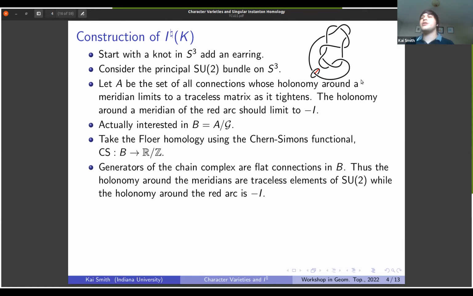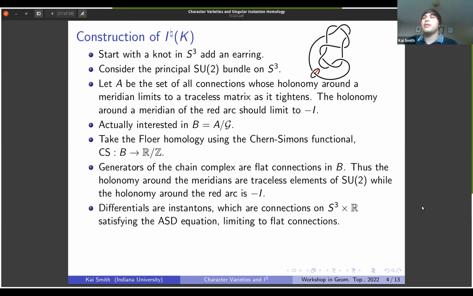So with what we know about flat connections combined with the holonomy restrictions from before, this means for any flat connection, the holonomy of any meridian of the knot is going to be traceless, and the holonomy of any meridian along the red arc is going to be minus I. And then we can ask about the differentials, and those will be something called instantons. These are connections on S3 cross R, and they satisfy something called the anti-self-dual equation. And then as we go to either side of our R factor, our connection should limit to two of our flat connections. And so now we have a chain complex, and we can take the homology, and that's what I-natural is.